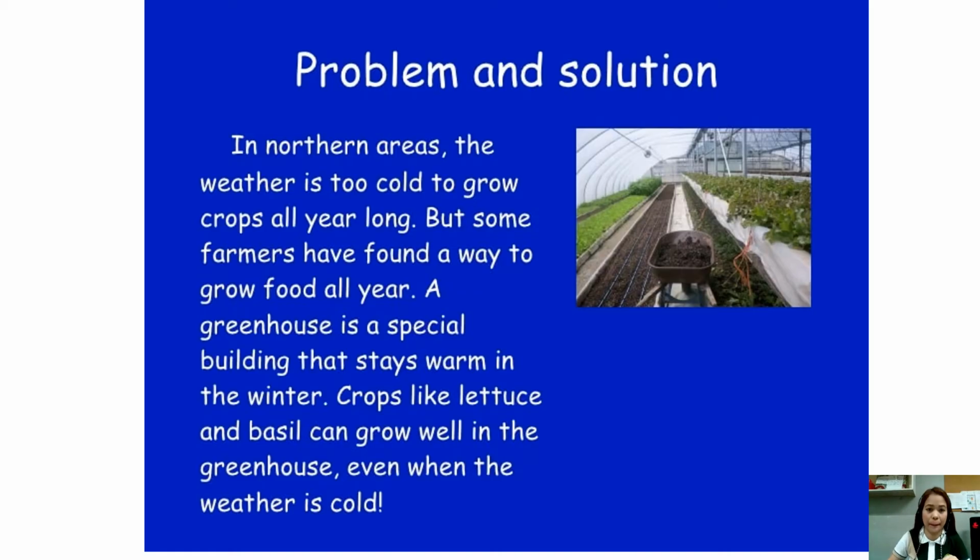Here is the example. In northern areas, the weather is too cold to grow crops all year long. But some farmers have found a way to grow food all year. A greenhouse is a specialized building that stays warm in the winter. Crops like lettuce and basil can grow well in the greenhouse, even when the weather is cold.